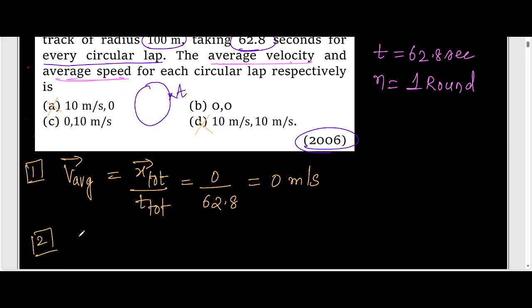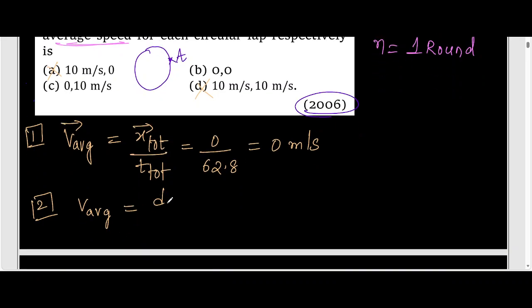Now let us find average speed. What is average speed? It is total distance upon total time. What is total distance for one circular round? When a body is making one round, it means it has covered how much distance? It has covered 2 pi r distance, because for one round, one circumference, and circumference of a circle is 2 pi r. Or else you can use this formula. For circular motion, distance is nothing but length of the arc, which is r into theta.